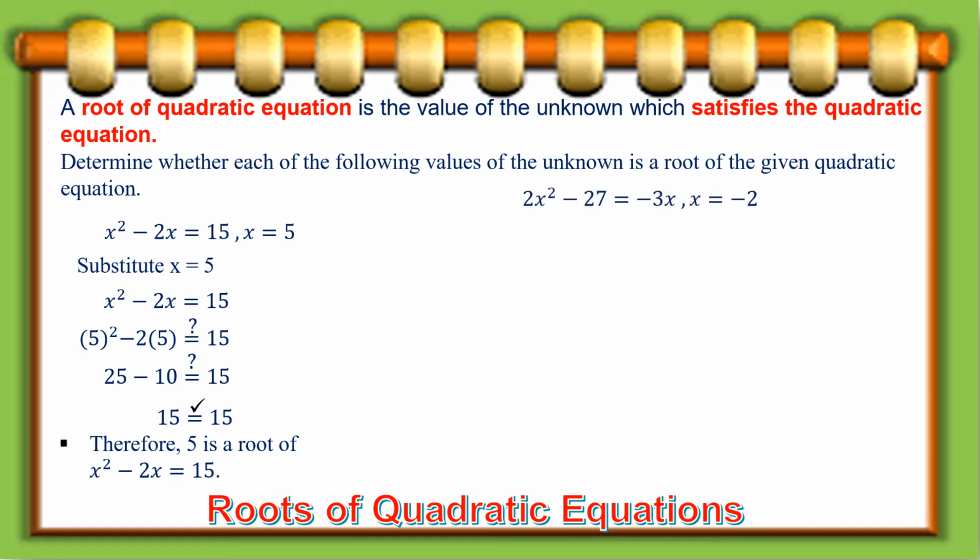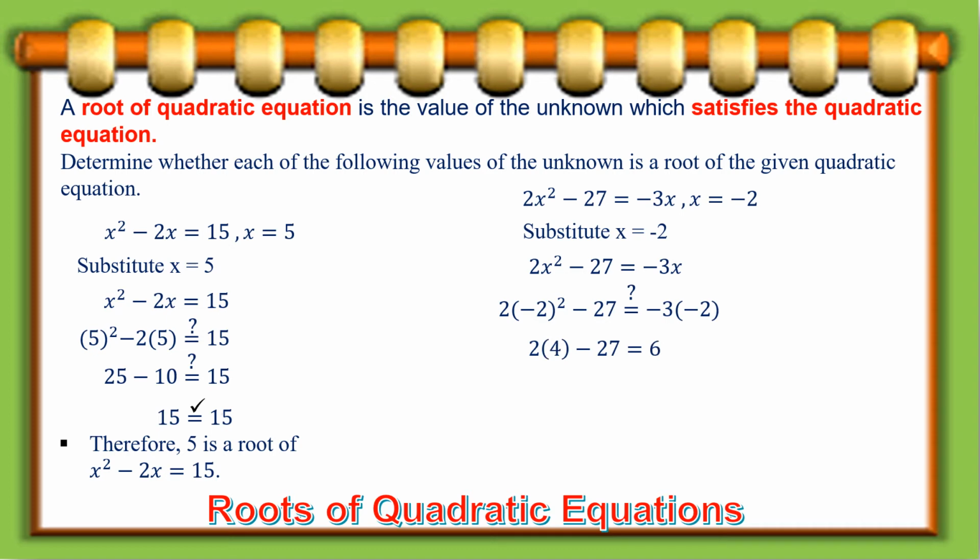Now let us have another one. Supposing we have 2x squared minus 27 is equal to negative 3x, let us determine whether negative 2 is a root of this equation. In doing this we are going to substitute x is equal to negative 2 to the equation 2x squared minus 27 is equal to negative 3x. So it will result to 2 times negative 2 squared minus 27 is equal to negative 3 times negative 2.